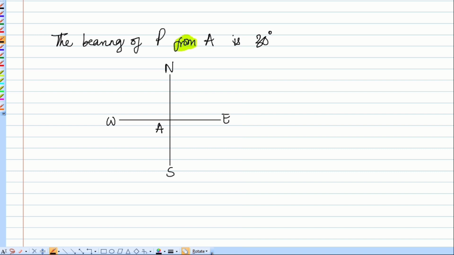So you need to say, okay, we're at A now, 30 degrees. What this simply means is that from the north, we should turn 30 degrees, and then we are going to get to P. So we have turned an angle of 30 degrees, and we are expected to get to P. This is the graphical illustration of the bearing of P from A is 30 degrees. From the north at A, turn 30 degrees, and you're going to get to P.